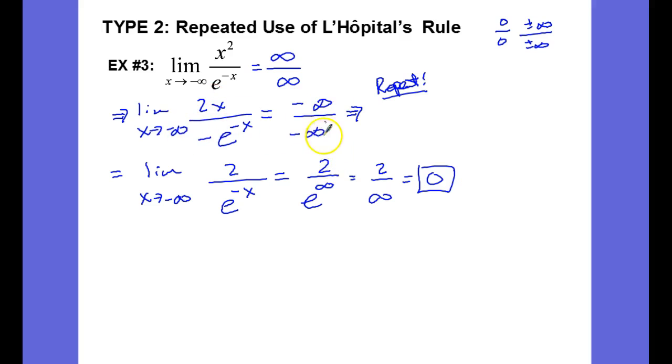And if you still get an indeterminate form, keep going, keep differentiating until you get some sort of convergent value. Or you may get something that does not exist, but in either case you'll be able to show it.